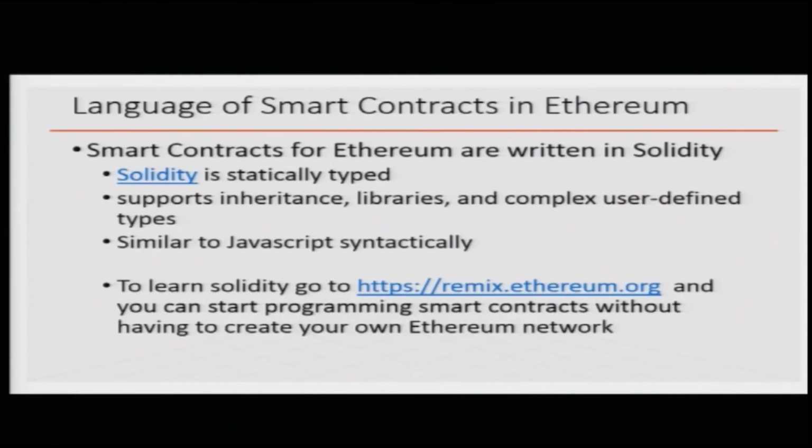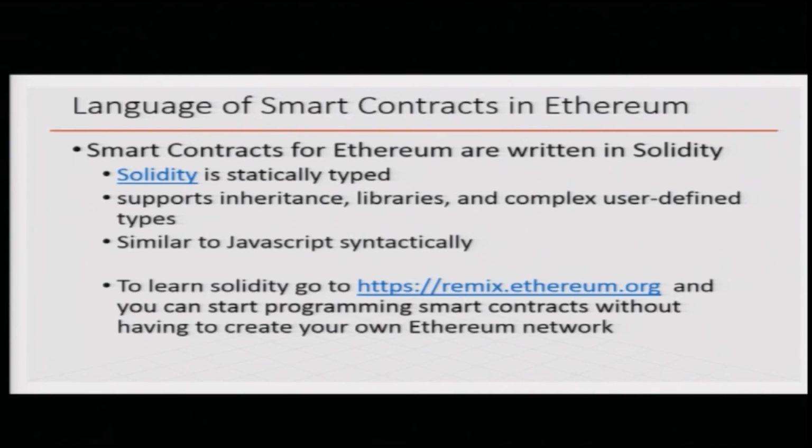Now the language of smart contracts, in the case of Ethereum, is called Solidity, and Solidity is kind of like an object-oriented language, and it supports inheritance. So you can inherit from a given contract, you can inherit and enhance the contract. It has libraries and complex user-defined types, and syntactically it's closer to JavaScript.